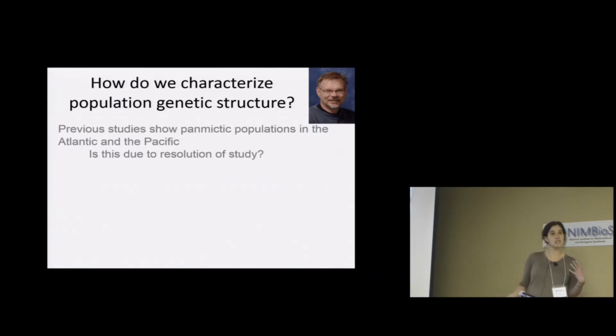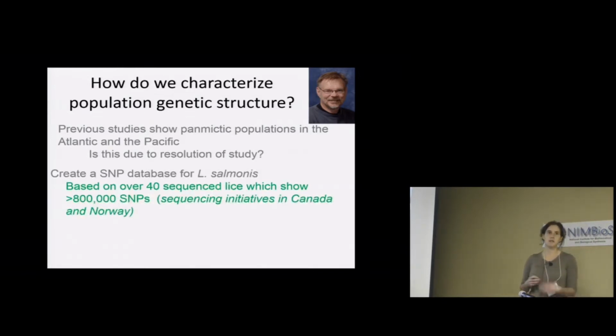And we have no idea if this is a real signal or if this is just due to the loci that were used and just the resolution of the study. So Ben is taking this up a number of levels and using a genomic SNP approach to quantify population genetic structure. He and collaborators in Norway have sequenced over 40 sea lice, and they've identified more than 800,000 SNPs. From these SNPs, they're creating a 200,000 SNP chip, and they're going to use this to characterize population genetic structure.